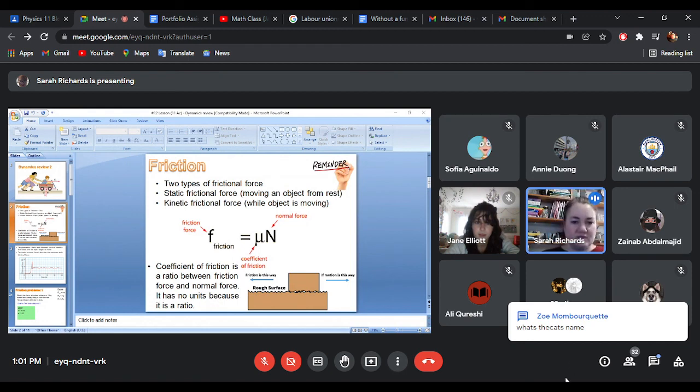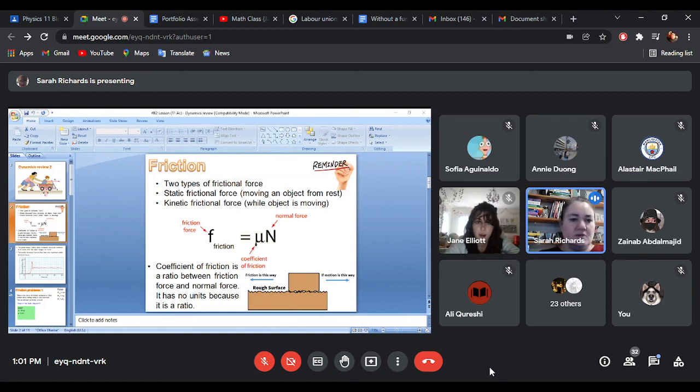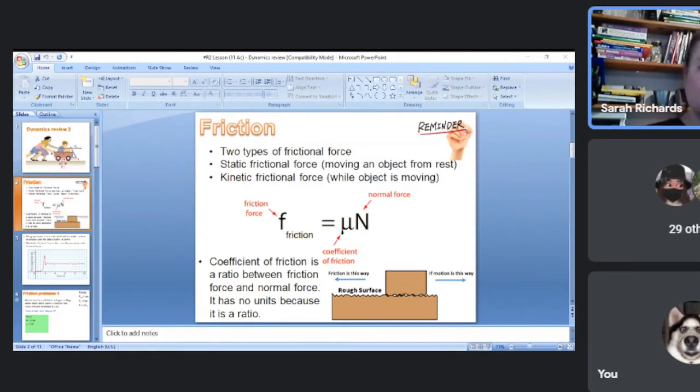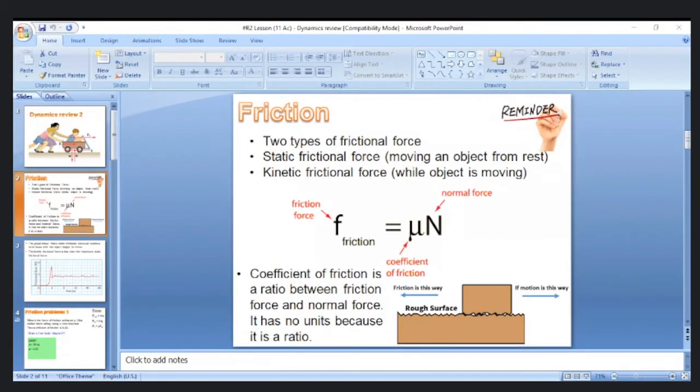Right, so we have looked at friction. Okay, so there's 2 types of frictional force that we talked about. The static frictional force, which occurs when we have an object at rest and we need to overcome that amount of friction in order to get that object moving. And there's kinetic frictional force, which is friction that exists between 2 surfaces while an object is moving. Okay, so we have an equation here. The frictional force is equal to a coefficient of friction multiplied by the normal force. Now the coefficient of friction, it's a ratio, so there's no units with this number because it's just a ratio.